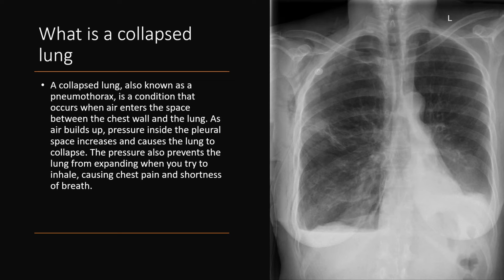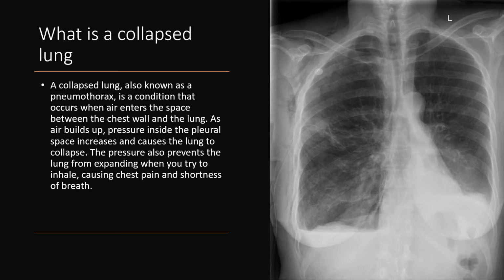Scientifically, the definition is a collapsed lung, also known as pneumothorax, is a condition that occurs when air enters the space between the chest wall and the lung. As the air builds up, the pressure inside the pleural space increases and causes the lung to collapse. The pressure also prevents the lung from expanding when you try to inhale, causing chest pain and shortness of breath.